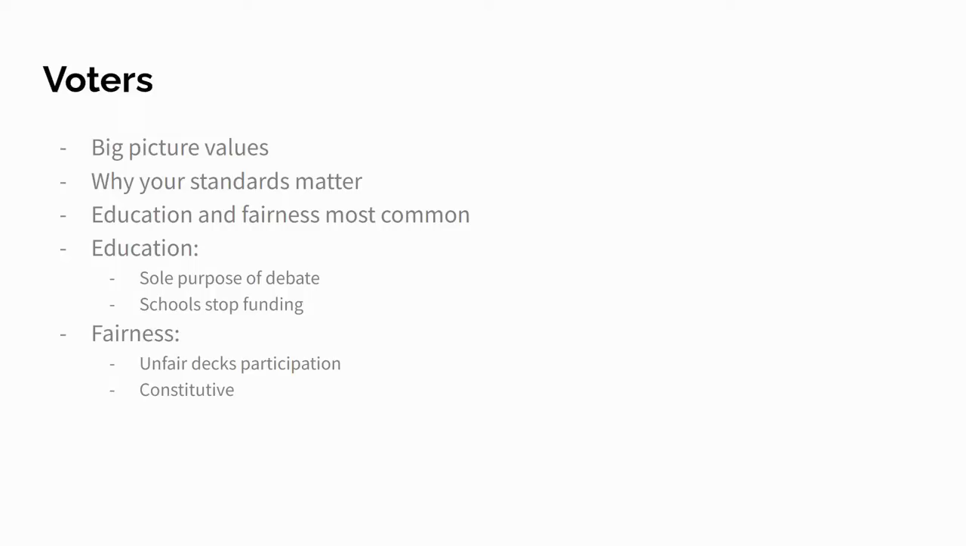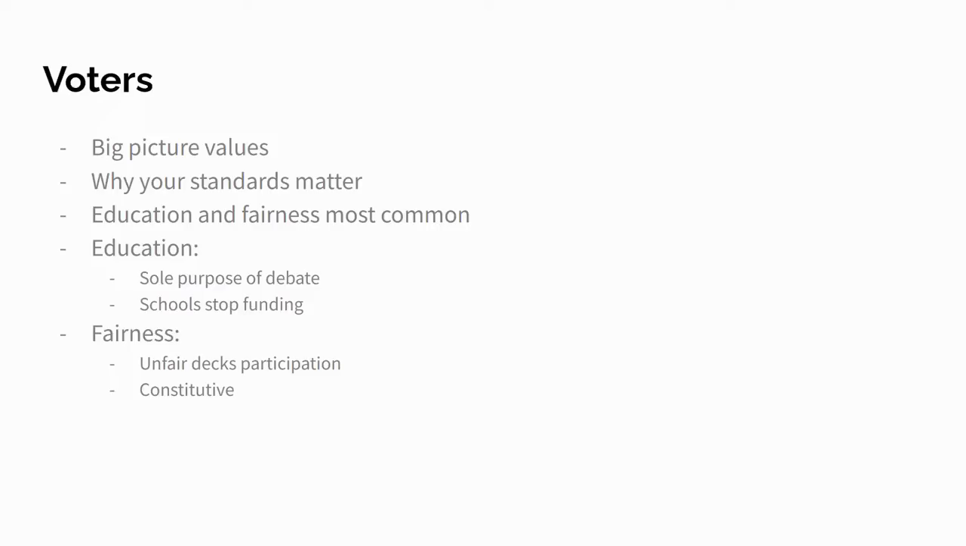everything should be fair. So the two most common justifications for education as a voter are it being the sole purpose of debate and that schools would stop funding debate if it's uneducational. With the sole purpose of debate, it just talks about how education is the sole reason why debate exists. We debate to gain more knowledge and information about certain topics, and that's intrinsically valuable. The school stop funding argument says that if debate was not educational, schools would stop funding it because schools only fund educational activities like chess club, math club, science club, etc. Schools will stop funding debate if it became uneducational. That destroys debate because we wouldn't have funding for debate, and then we can't debate.